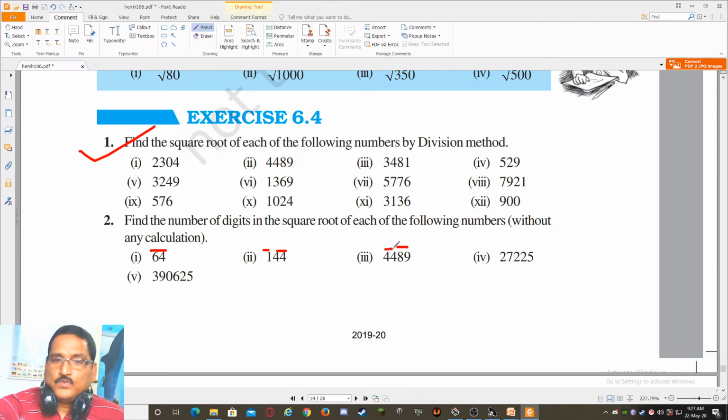Two pairs mean two digit answer. How many pairs is that? 1, 2, 3. So 3 digit answer. How many pairs? 1, 2, 3. So a 3 digit answer will be there. You need how many digits of the square root, without calculation? So just put a bar. The number of pairs means the number of digits. Clear?